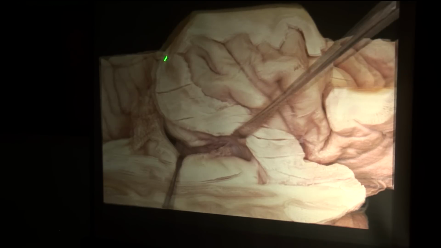Here you have the third ventricle. Here you have the body of the ventricle. Here you have the anterior horn. Posterior you have the atrium. The atrium is posterior because the atrium is posterior to the thalamus, so the atrium is posterior.